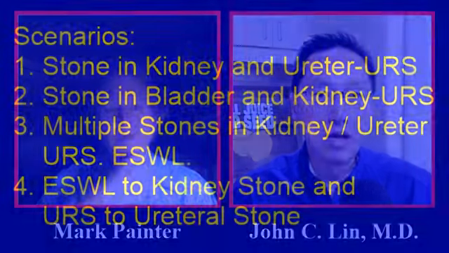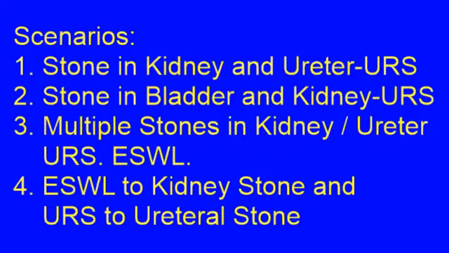Okay, let's talk about scenario number 3, a little bit more complicated. We have now multiple stones in the kidney and the ureter, and number 1, let's treat it ureteroscopically. So let's say you have a preoperative diagnosis of kidney stones. You have stones in the upper pole and the lower pole, and you treat it ureteroscopically with laser lithotripsy, and you put up a stent at the end of the procedure because you used an access sheath and you had to drive the scope up and down multiple times, and you did a bunch of lasering and all that stuff.